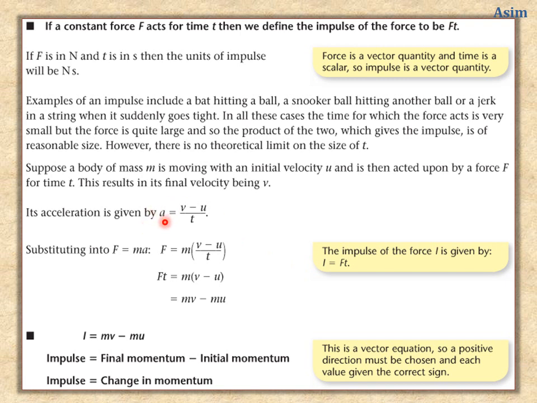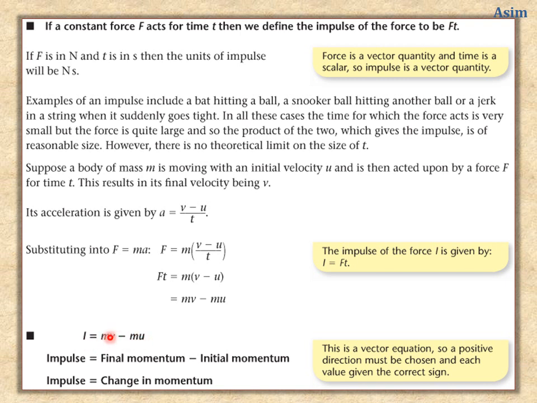See, we know the formula for acceleration. It is (V minus U) over T, and we know F equals ma. If I substitute this a here, open the bracket, rearrange, and cross multiply, F into T is mv minus mu, and Ft we know is impulse I. So we got another rule for impulse. Impulse is nothing but mass into final velocity minus mass into initial velocity.